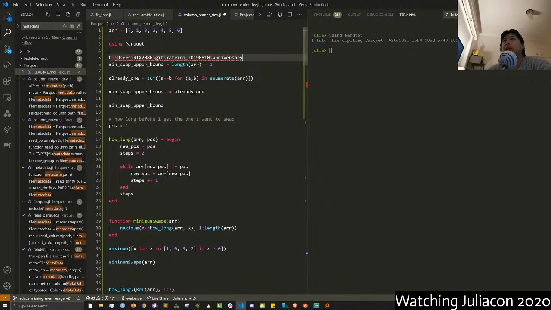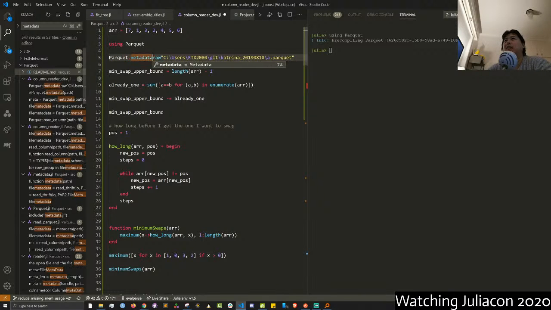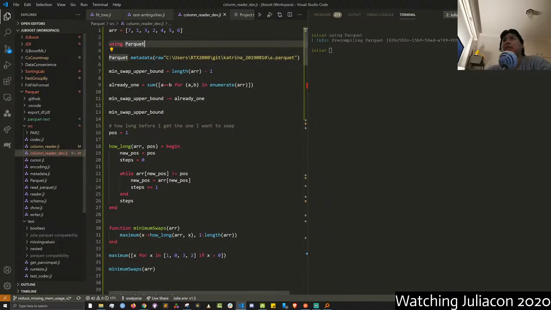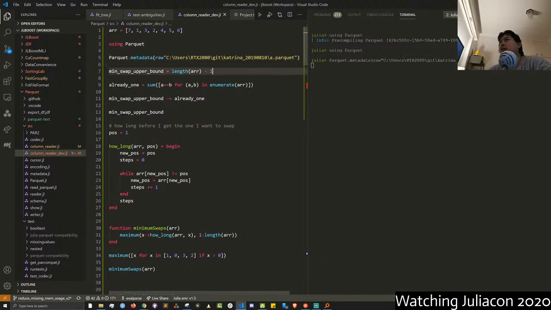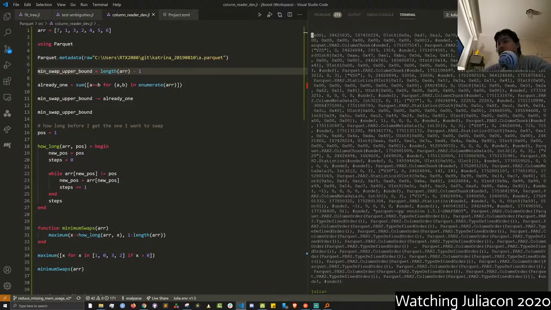So that's my Parquet. Oh, what the hell? That's my Parquet file, that's the location of my Parquet file. Put a raw around it. I think if I just do Parquet.metadata, then I'll see how good this is. You see the metadata, it's humongous. Like you can't make sense of it.